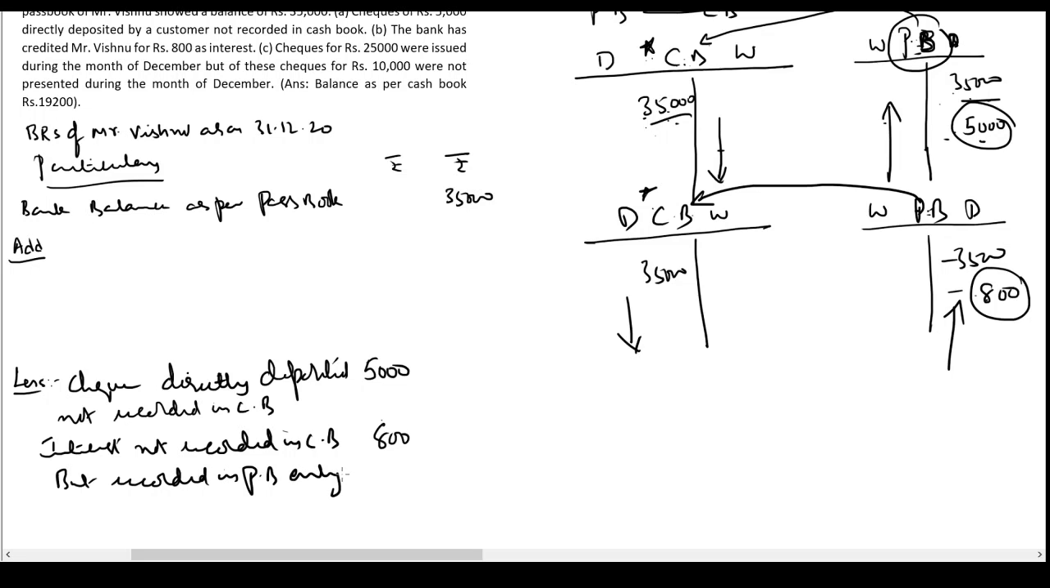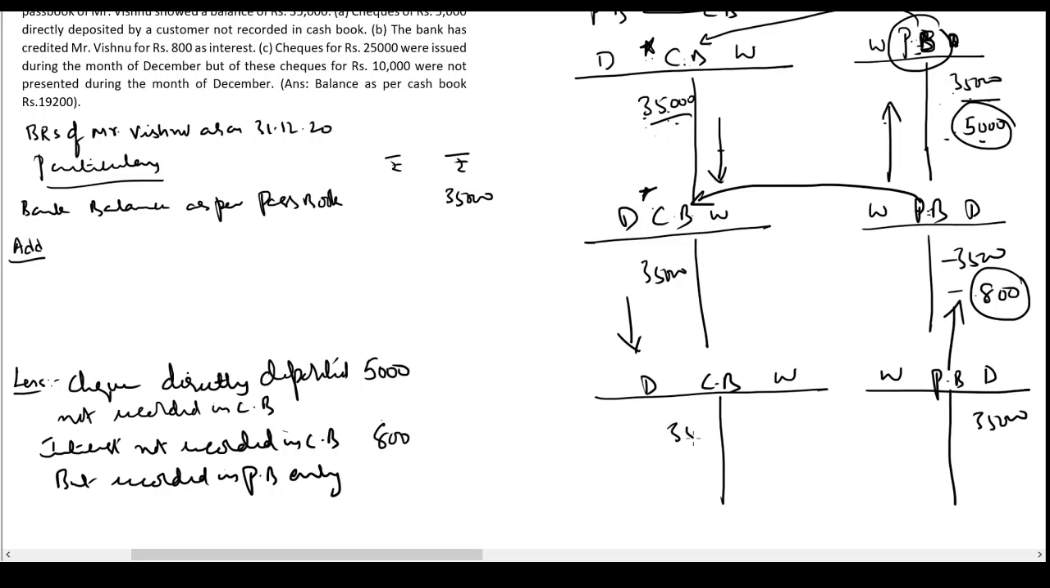Okay, next, checks for rupees 25,000 were issued during the month of December, but out of these checks rupees 10,000 were not presented for payment during the month of December. So the business has issued some checks to its suppliers. These checks were not presented for payment by some of the recipients. So some people have not taken the money from my bank account. I'm starting with passbook. I have to make it equal to cash book. Checks issued, 25,000 rupees worth of checks were issued. As soon as we issue the check, we pass an entry in our books, credit to bank. We don't wait for the presentation for payment. As soon as we issue a check, we record a withdrawal in our books. But checks amounting to 10,000 were not presented during the month of December.